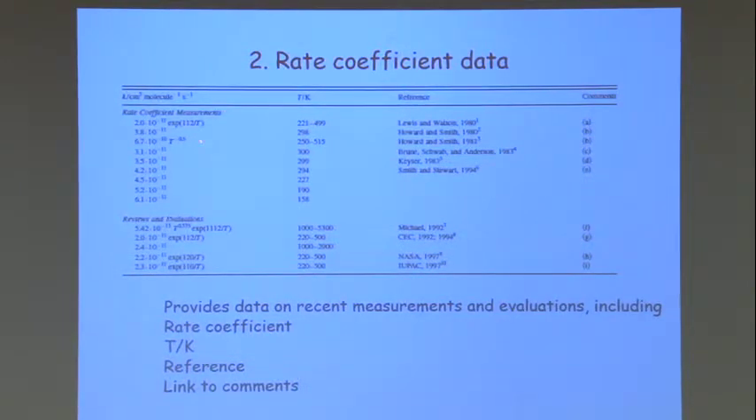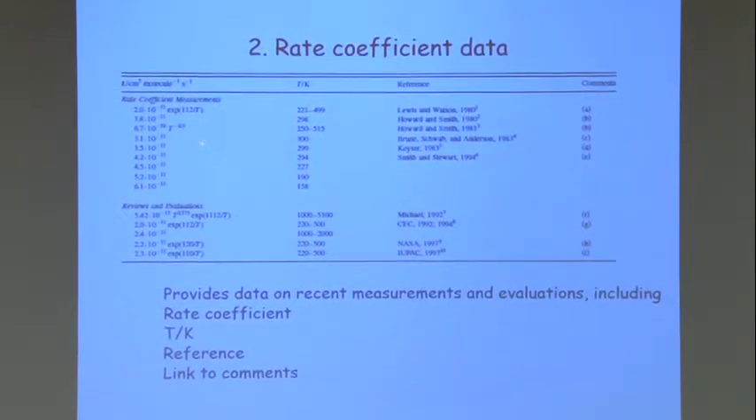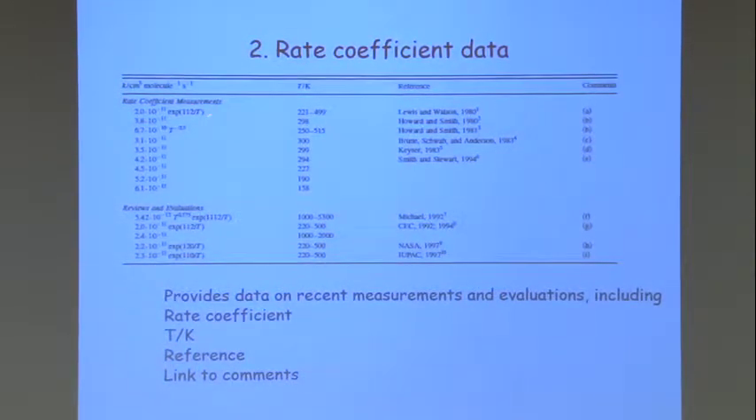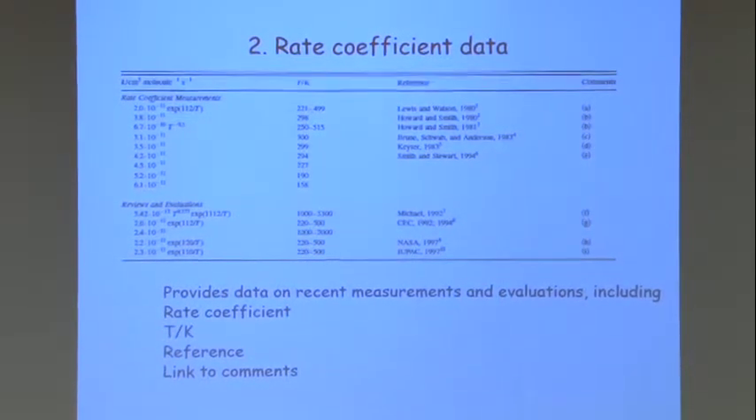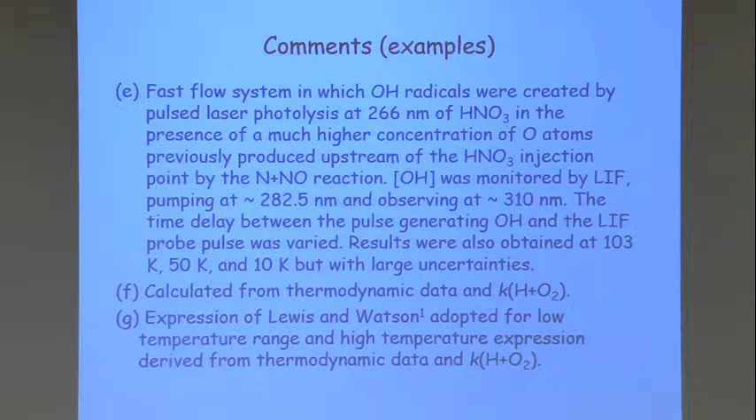So it provides the rate coefficients. Some of them are at single temperatures. Some of them show temperature dependencies explicitly over this temperature range. And then similarly for the evaluations, it shows the temperature ranges involved, the reference, and then links to comments, which come down here. So this is an example of a set of comments.